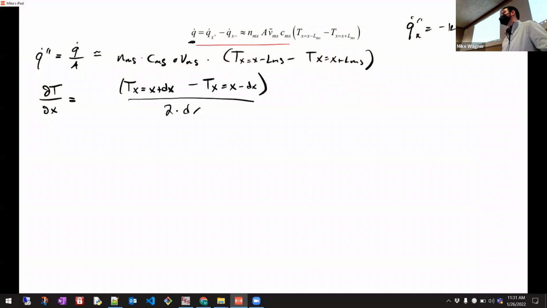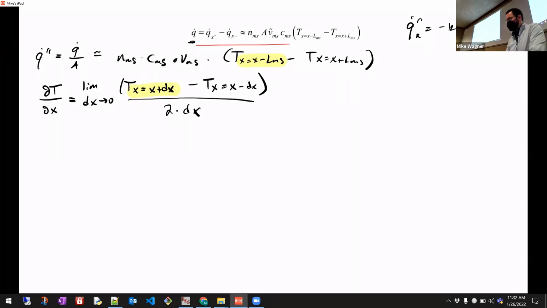2 times dx, right? But really what we want here is the limit, right? We want the limit as dx goes to 0. This is a definition of the derivative dT/dx. Okay, this is a separate observation from what we've been doing, but we can use this. And I do want to point out here, just note this x plus dx appears first here, where x minus dx appears first up here. Okay, so there's some sort of subtle differences here.